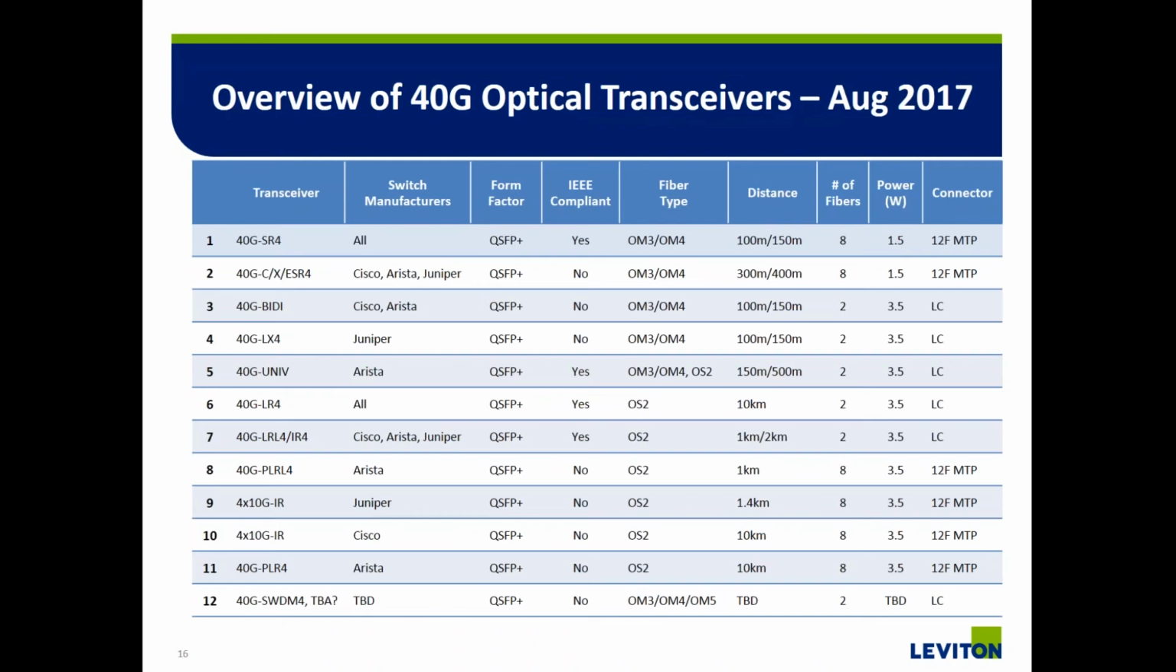This slide is an overview of 40 gig optical transceivers as of August 2017. As you can see, there are 12 listed and there are more in development. I'm not going into detail of each, but I want to highlight a couple of things. Of the 12 transceivers, only 4 are IEEE compliant and the rest are MSA or proprietary. Of the 4 IEEE compliant transceivers, there are 2 multi-mode and 2 single-mode fiber types. Having IEEE compliance ensures interoperability and interconnectivity with other manufacturers.